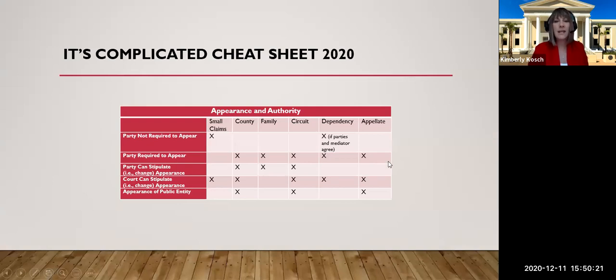So you'll see, for example, the first line, the first column on our cheat sheet is party not required to appear. And you will see that that is true in small claims. And if the parties and the mediator agree, it's also true in dependency. So we have a number of different areas for you. We hope that you find this a handy cheat sheet.